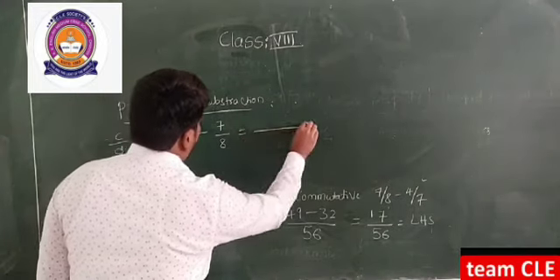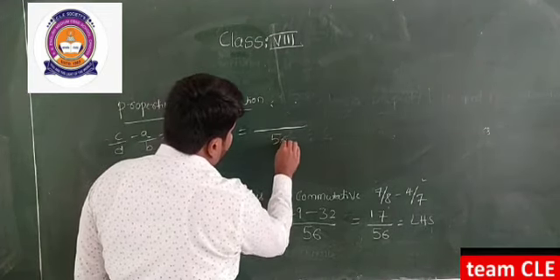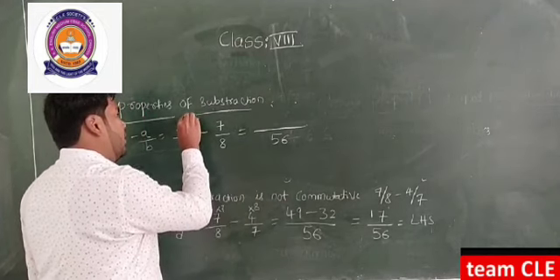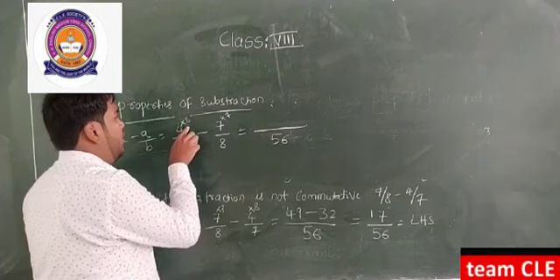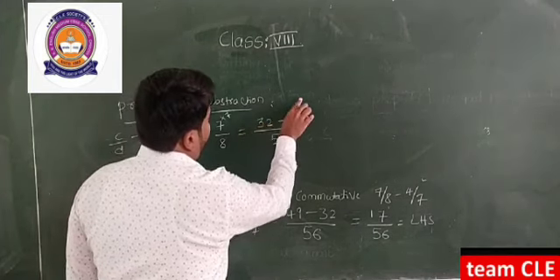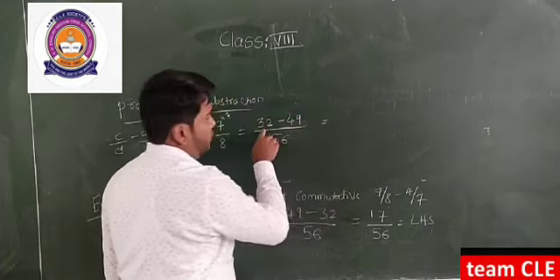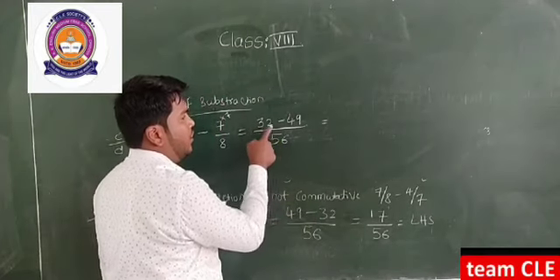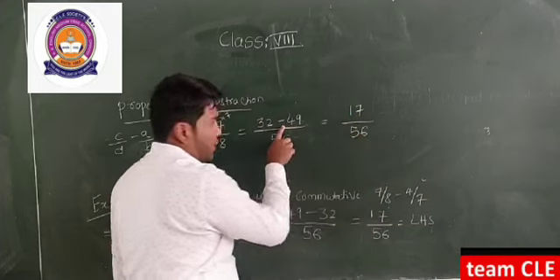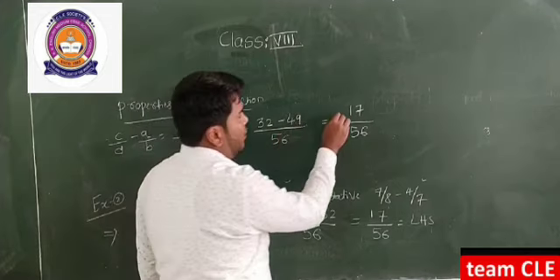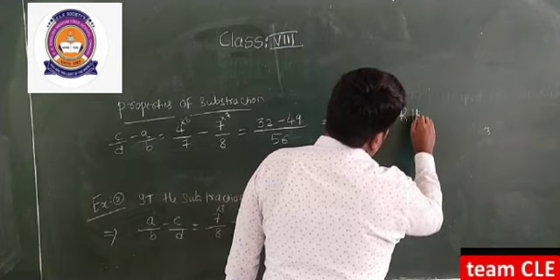Again, one number is odd and one number is even, so just multiply: 8 sevens are 56. In the numerator, 8 fours are 32 minus 7 sevens are 49. Again the same thing, but in reverse: 32 minus 49, which is 17 by 56. But the greater number carries the minus sign, so we keep the sign, that is minus 17 by 56, which is your RHS part.